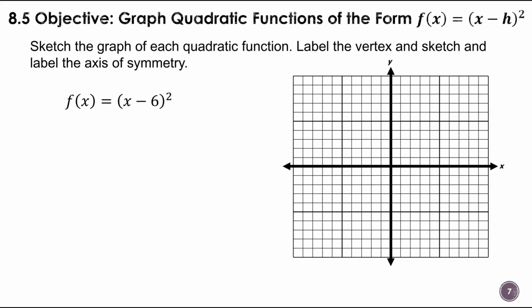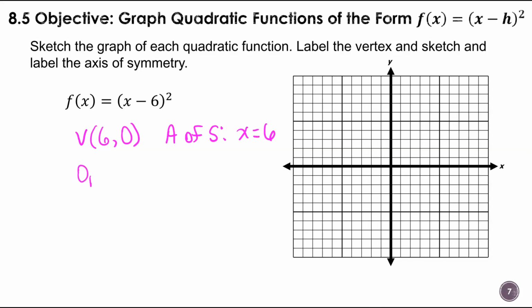All right, so this is the second video, and we are on graphing quadratic functions in the form f of x equals (x minus h) squared. So first step is to identify our vertex, and it is at 6, 0, right? Minus a positive would make that a 6. That also tells us that our axis of symmetry, let me label that, is at x equals 6 because it's always x equals h, or the x coordinate of the vertex.